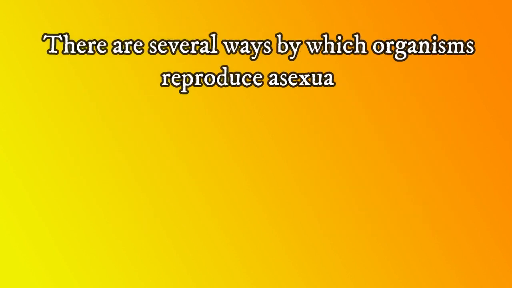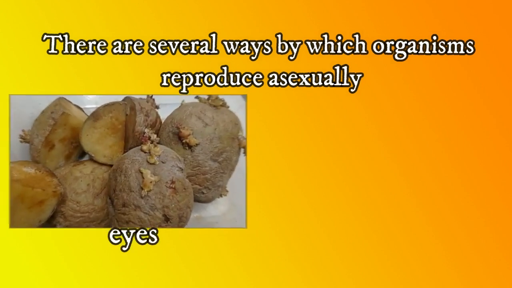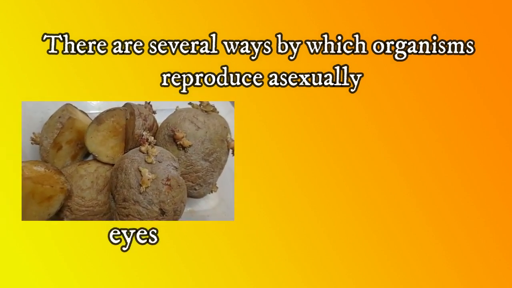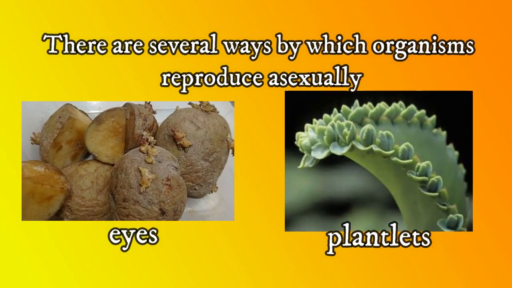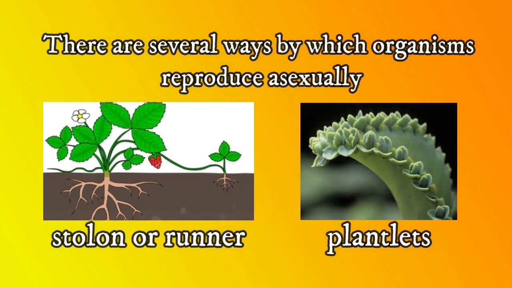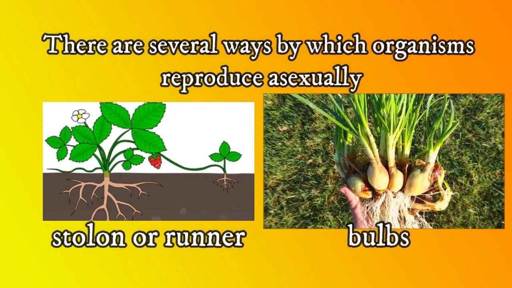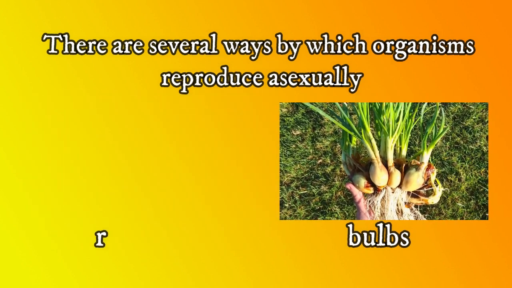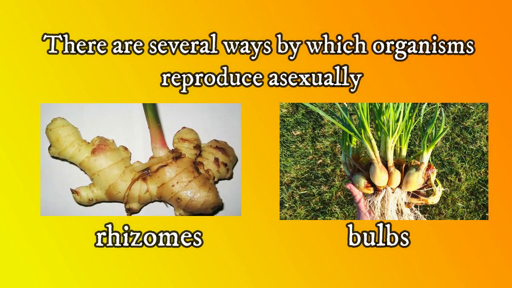There are several ways by which organisms reproduce asexually, such as eyes in the potatoes, plantlets in kalanchoe, stolon or runner in epicea and strawberry plants, bulbs in onions, rhizomes in ginger.